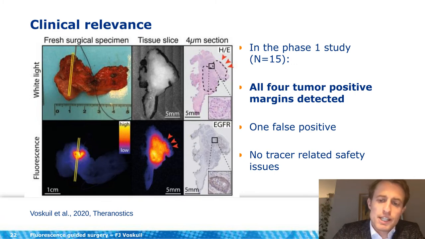by, if of course feasible and safe for the patient, to obtain a little bit more margin in the surgical cavity. So the results of this study, we included 15 patients. We detected 4 positive margins, which were in fact all 4 positive margins in this study. We saw 1 false positive, which correlated to submandibular gland. We know that the gland tissue expresses also a bit of EGFR, but we believe that's not a very big problem because in general, a surgeon can discriminate tumor from these glands. And we saw no serious tracer-related safety issues.